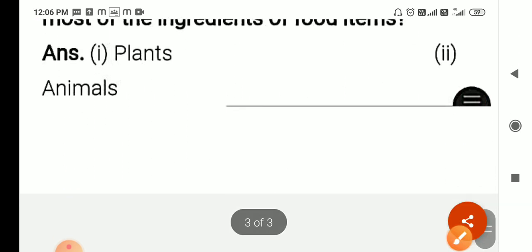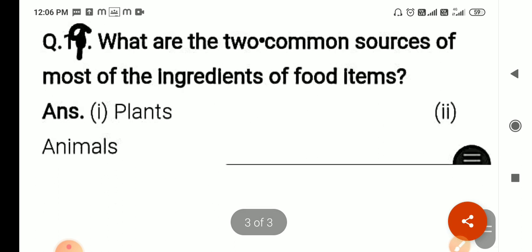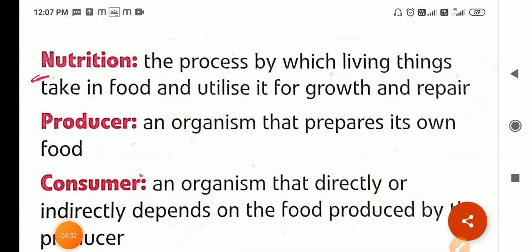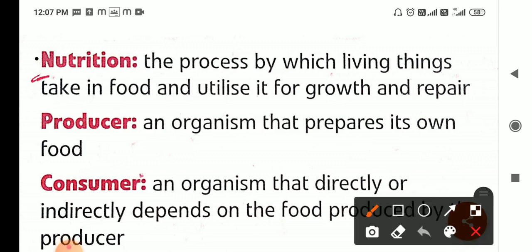And next is part 2. In part 2, you have to write these definitions also in your notebook. Now see one by one. The first is nutrition. The process by which living organisms take the food and utilize it in the body for the different purposes such as growth and repair of the worn out tissues. This process is called nutrition.